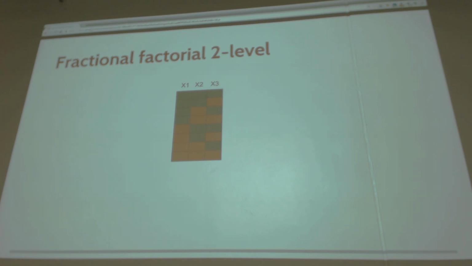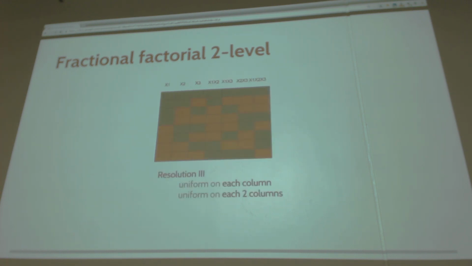So this is a full factorial design for 3 parameters and 2 levels. Nothing interesting about it, it's exponential. But the thing is that if we take products of these factors, then we get a design with 7 factors that still has some really interesting properties. So first, each column has the same number of high and low levels, and also each combination of 2 columns has the same number of high high, high low, low high, and low low.